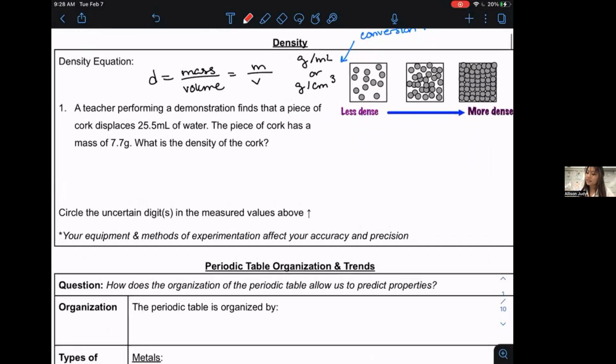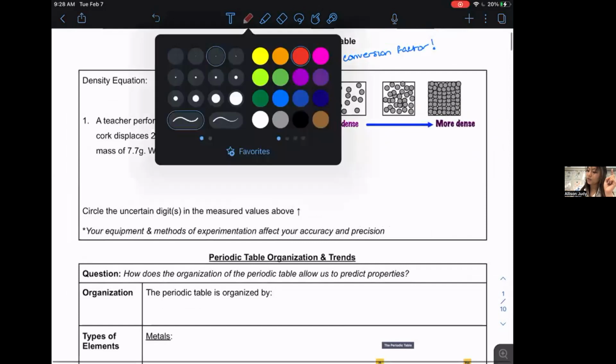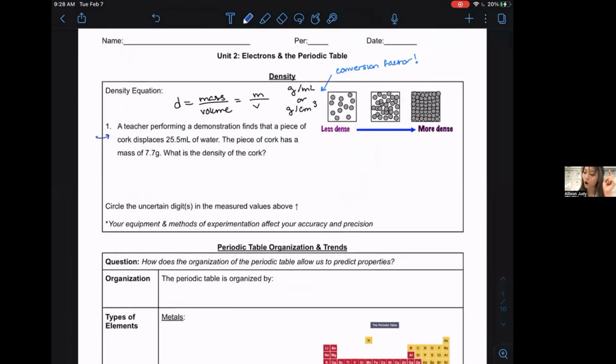Okay. So a teacher performing a demonstration finds that a piece of cork displaces 25.5 milliliters of water. So here, of course, we are referencing our water displacement method for awkwardly shaped solids that length times width times height doesn't do justice for, right? The piece of cork has a mass of 7.7 grams. What is the density? I am hoping that you guys are able to do this basic math. You set up mass over volume. So 7.7 grams over 25.5 milliliters.